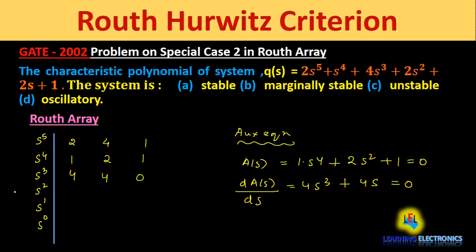Now we will construct the s^2 row using the s^4 and s^3 rows. So first term will be equal to (4 into 2 is 8 minus 4) divided by 4. Here we will get 1. So first term in the s^2 row will be equal to 1. Next term will be (4 into 1 minus 1 into 0) divided by 4. So here again we will get 1 and next term will be equal to 0.